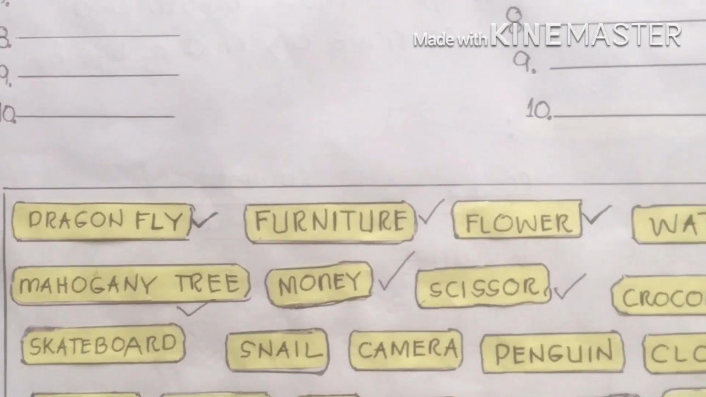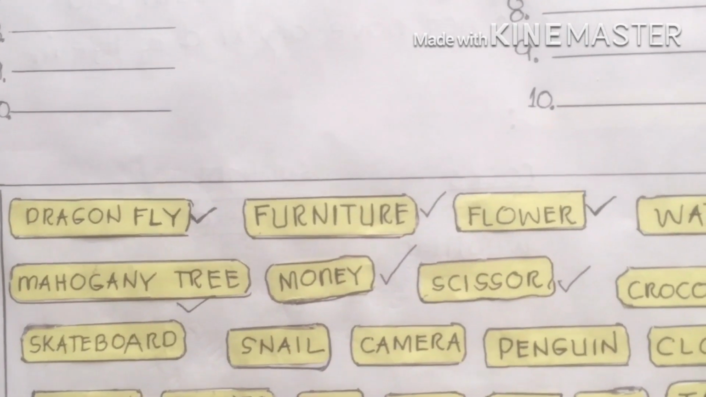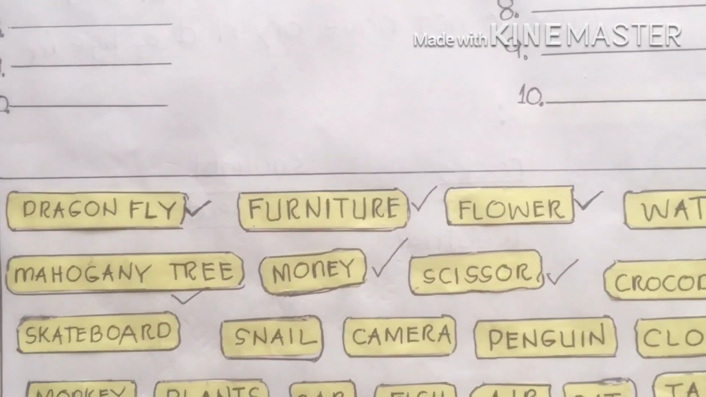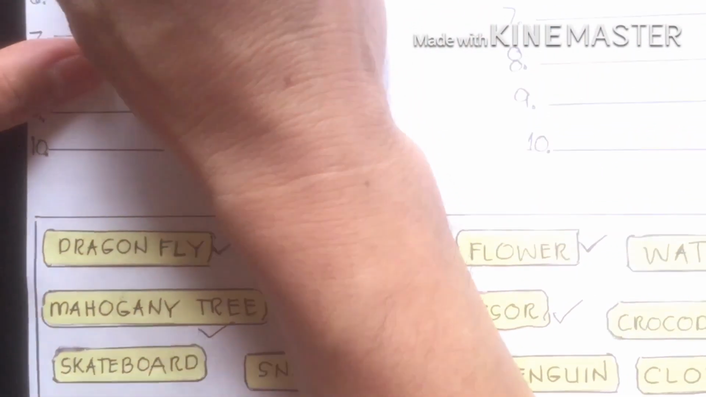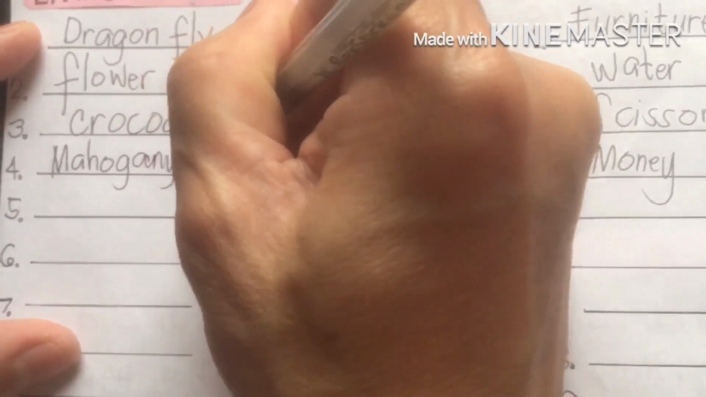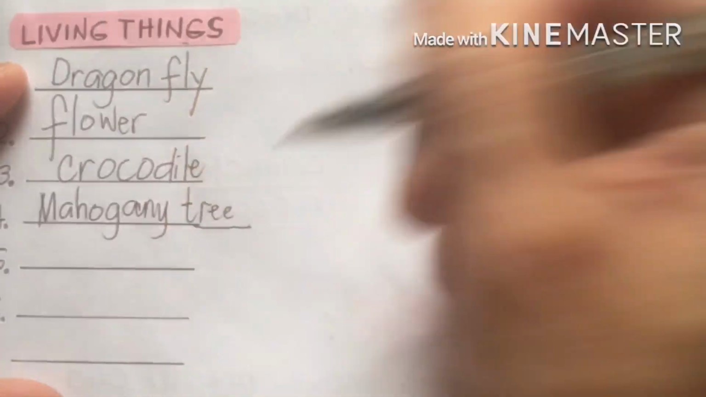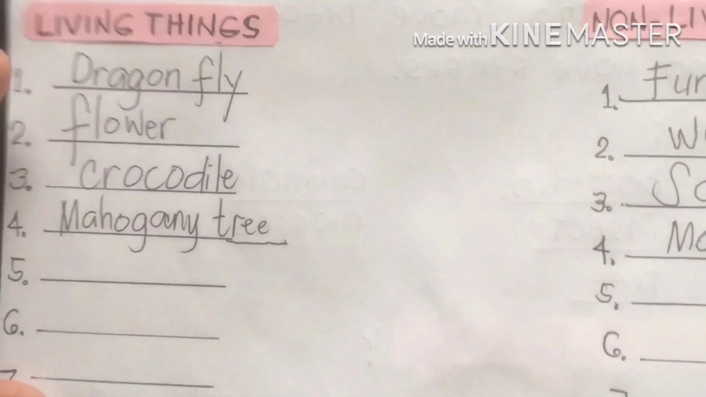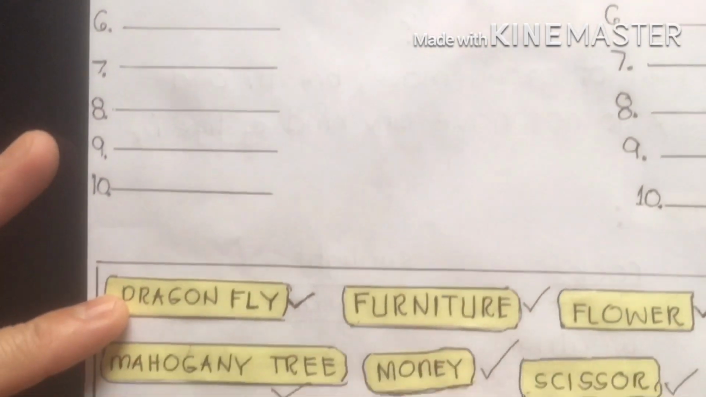Okay. Next, mahogany tree. Wow, it's a good tree. Mahogany tree. It's a sturdy plant or a sturdy tree. We need this in constructing buildings or houses, or even for our furniture, class. Mahogany tree. It's a sturdy tree, meaning it's elegant.